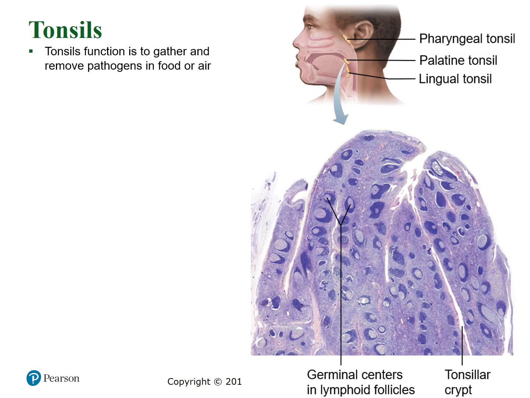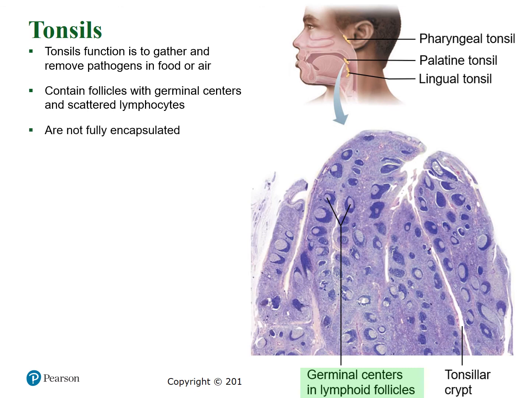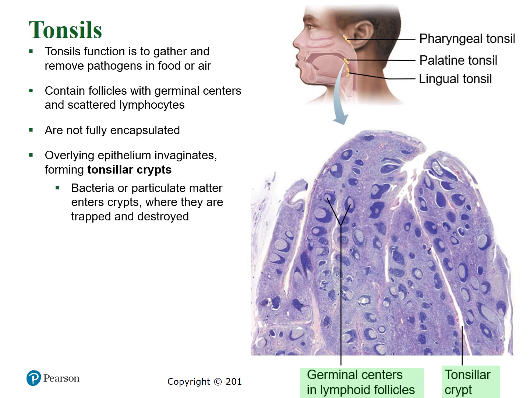So again, the function is to gather and remove pathogens that are in the food and in the air. And again, they're going to contain, as you can see highlighted at the bottom, germinal centers in lymphoid follicles. They're not fully encapsulated, so there's some loose tissue here. And the overlying epithelium will push into the tissue, which forms the tonsillar crypts, and you can see that on the right, highlighted below. So bacteria and food particles enter these crypts, they get trapped here and they get destroyed.